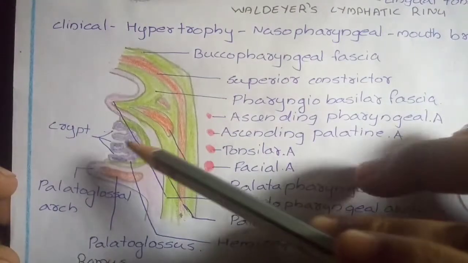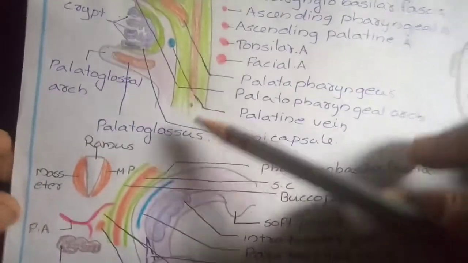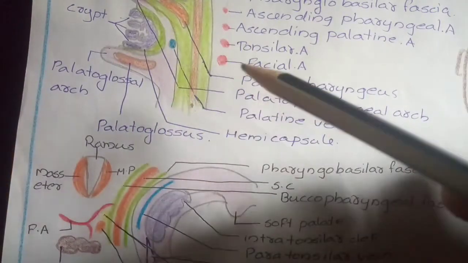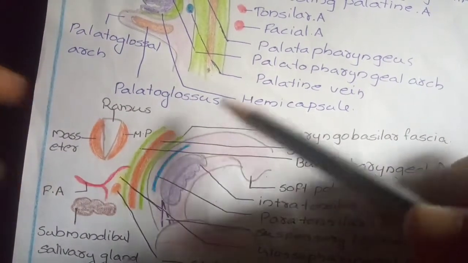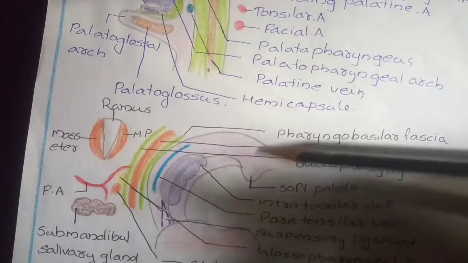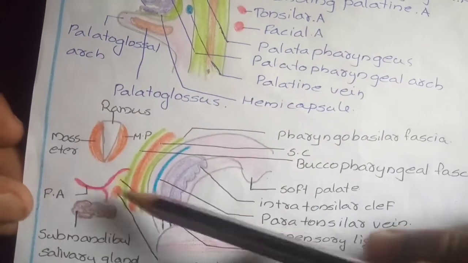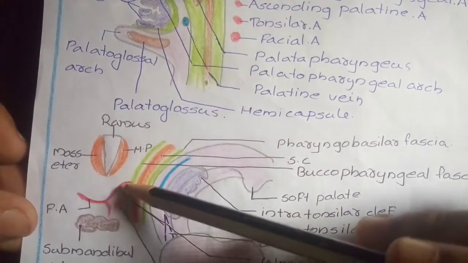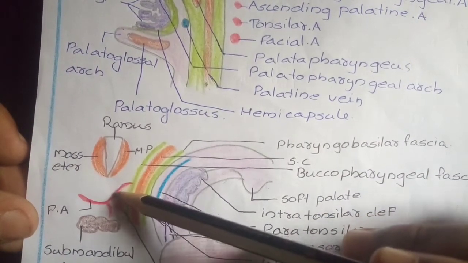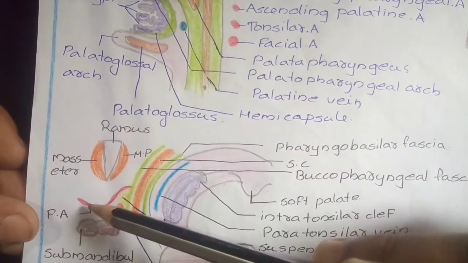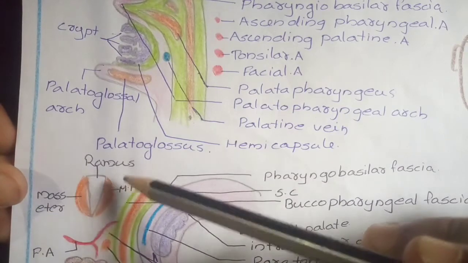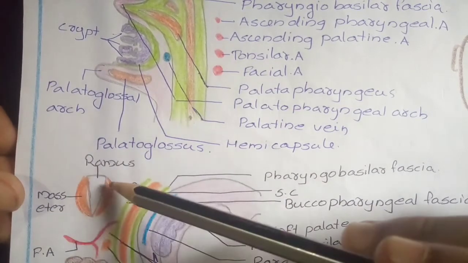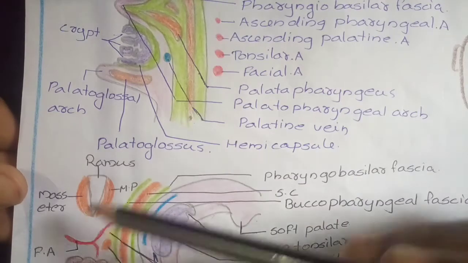Then more laterally we can see the pharyngobasilar fascia, and in the lower part we can see the styloglossus muscle. Here we can see the styloglossus muscle and also the glossopharyngeal nerve. And still more laterally we can see the facial artery, and this is the tonsillar branch of the facial artery. Here we can see the tonsillar branch of the facial artery, and still more we can see the ramus of the mandible, the masseter muscle and the medial pterygoid muscle. So all these are the relations of the lateral side.